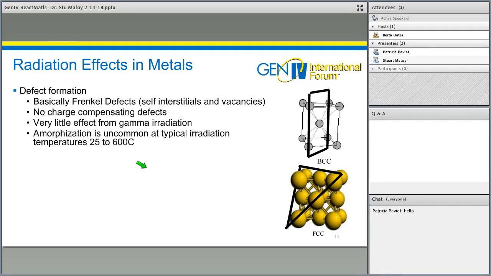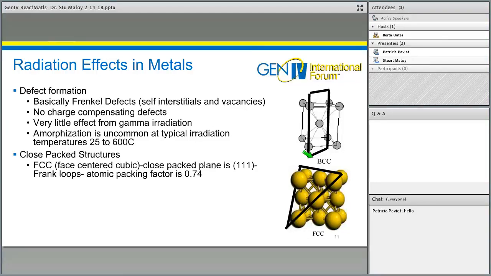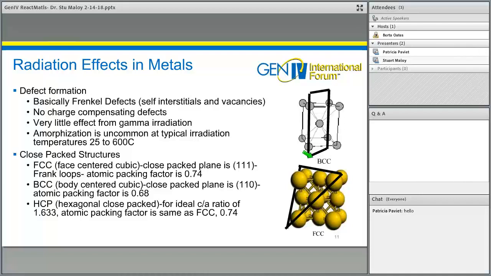To summarize radiation effects in metals, as I already pointed out, typically what happens in metals is you get basically Frenkel defects, self-interstitials, and vacancies. On the right are diagrams of a body-centered cubic unit cell and a face-centered cubic unit cell, and the close-packed slip planes are these boxes and triangles that are shown here. They don't have any charge compensating defects. There's little effect from gamma radiation, and amorphization is typically uncommon, unlike what you can see with a ceramic material. The close-packed structures are the face-centered cubic, the body-centered cubic, and then with zircaloy, for example, there's a hexagonal close-packed material.